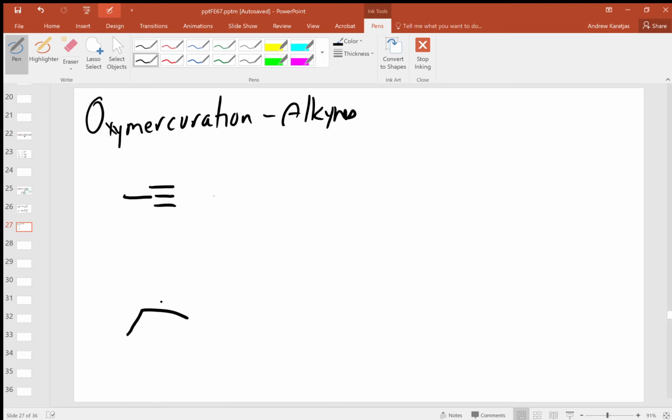So we learned previously that an oxymercuration reaction for an alkene will lead to the most substituted alcohol. We add an OH group at the more substituted carbon and a hydrogen at the less substituted carbon.